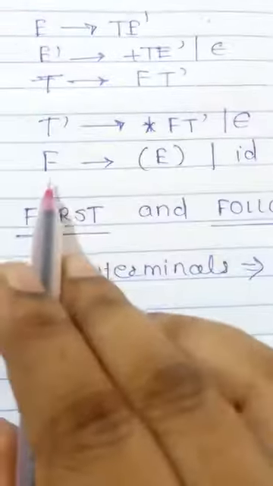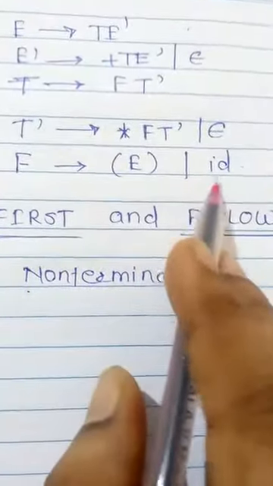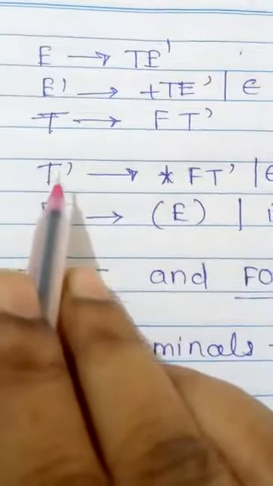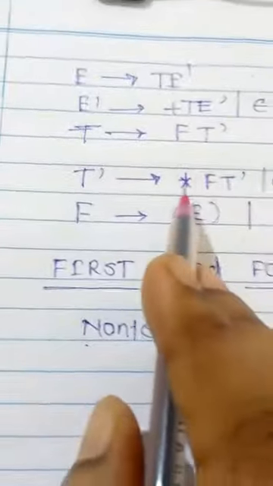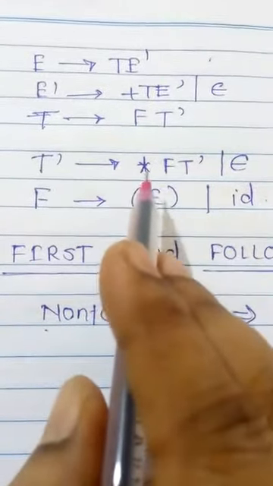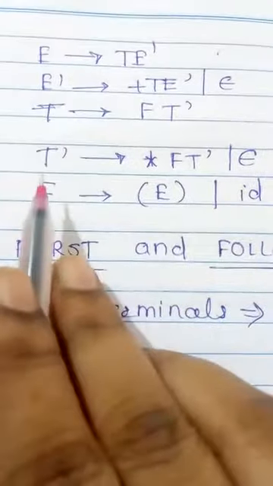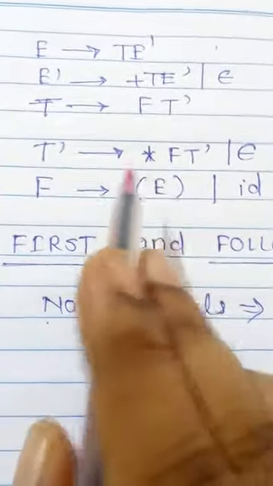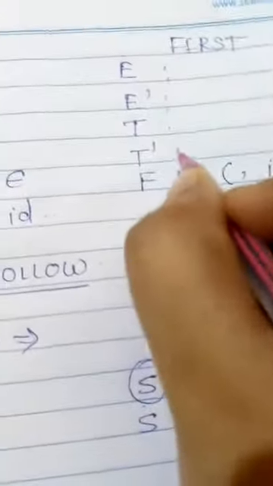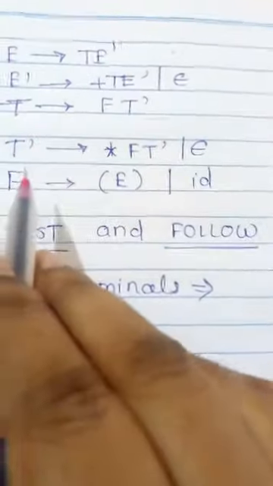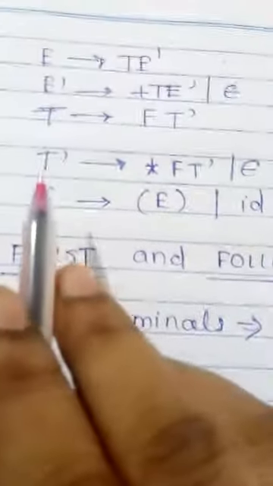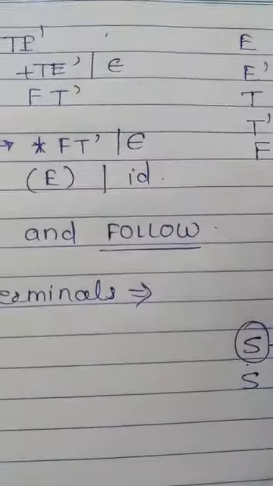Clear? Similarly, F gives me ID. So ID is a direct terminal. So I will write it here. Now, see this rule. T bar or T prime gives you star F T prime, where star is a terminal. So according to our first rule, if any non-terminal gives you alpha beta, where alpha is a terminal, then first of T prime should include alpha, that is star, in it. So first of T prime will be star comma. Now T dash gives you epsilon. If one non-terminal gives you epsilon, then first of that non-terminal must include epsilon. So it is epsilon. Clear?